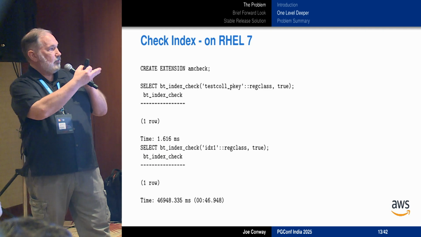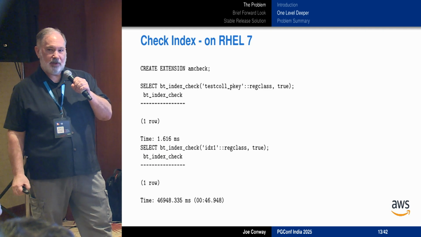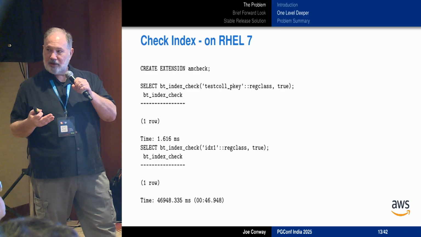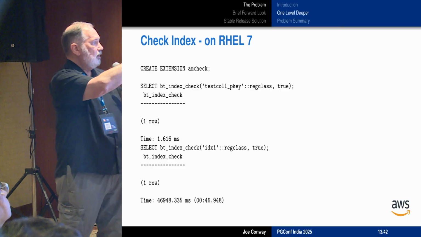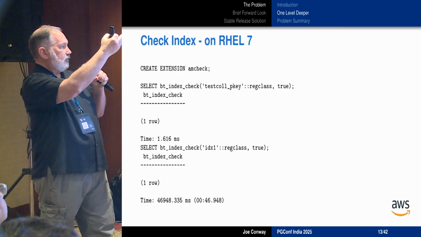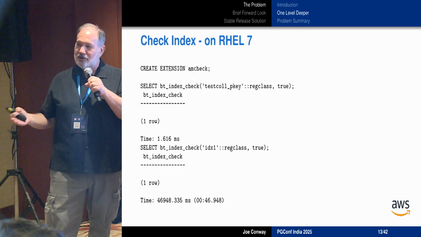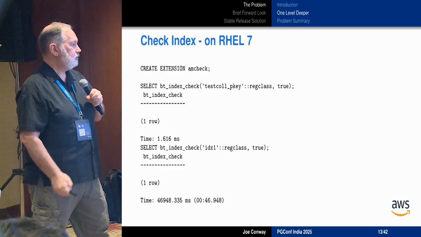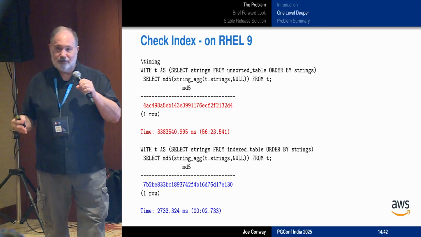Now, there's a contrib extension called amcheck, and that has functionality to do checking of your indexes. So this BT index check, I run that across my 2 indexes, and right now you can see it returns null, which basically means the indexes are fine. Okay, so now I do my RHEL 9 upgrade.